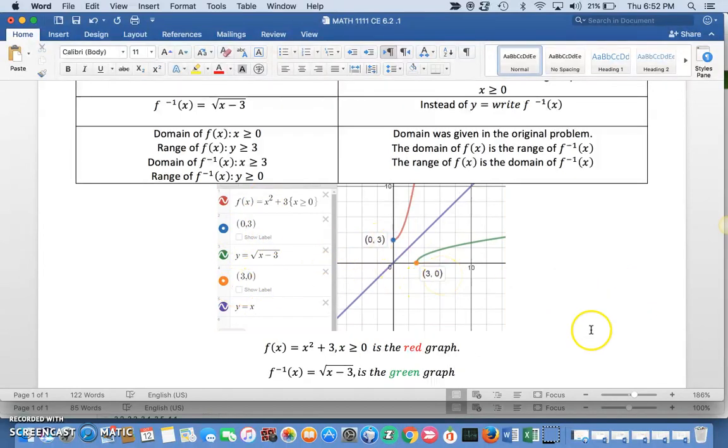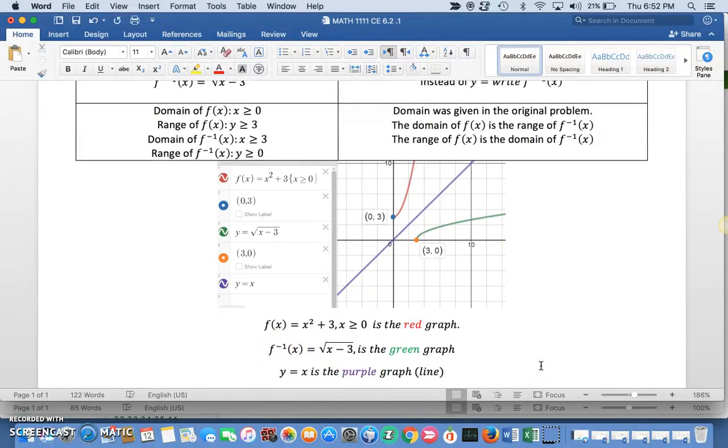The x and the y's have flipped. The f of x is the one in red and the f inverse of x is in green, and that line in purple is y equals x. And that's the line that inverse functions are supposed to be symmetric to.